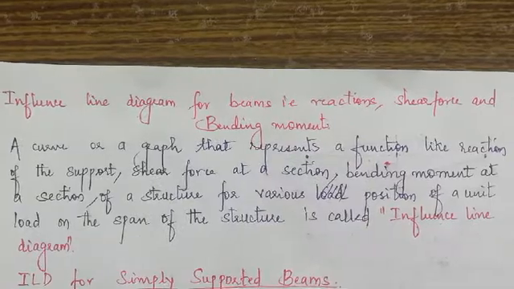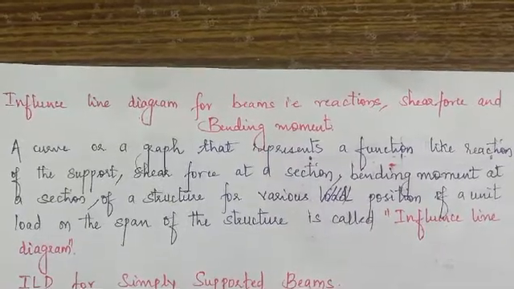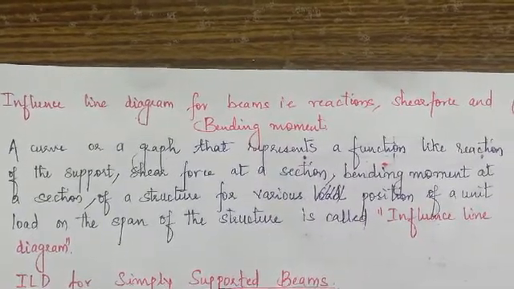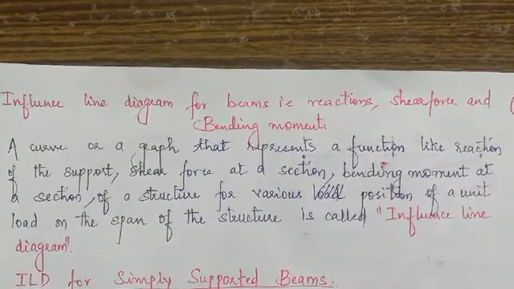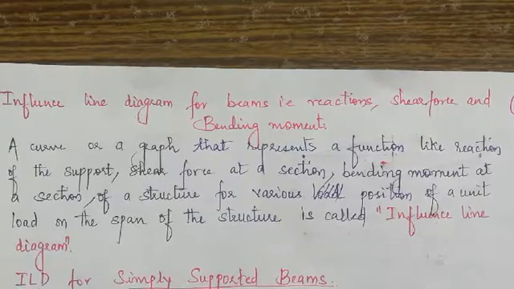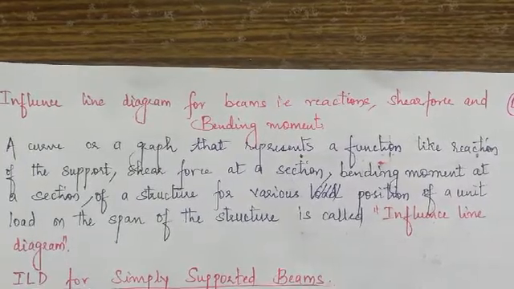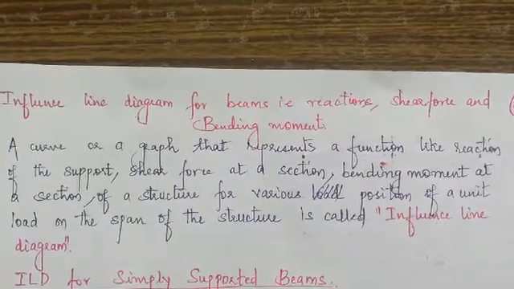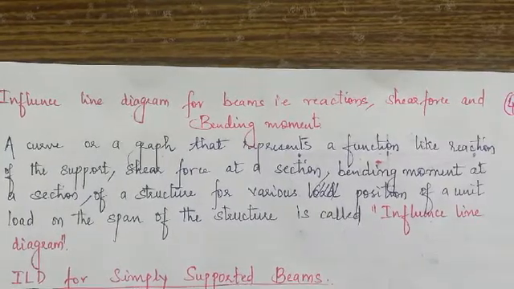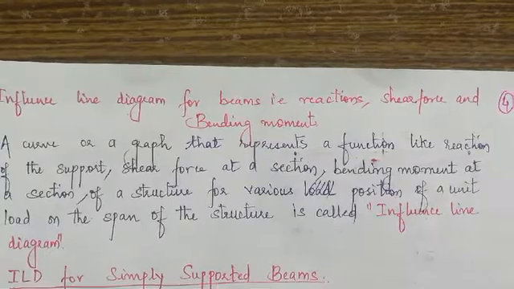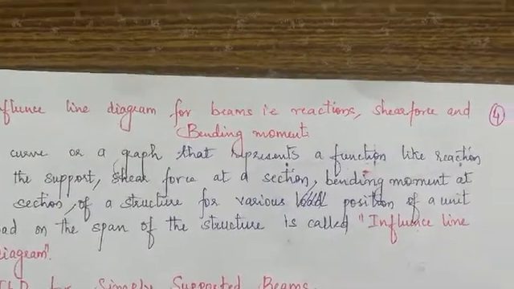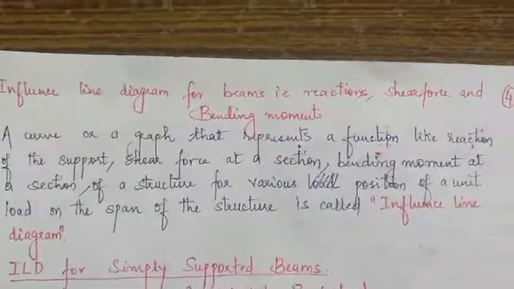Okay, now what do you mean by influence line diagram? It's a curve or a graph that represents a function like a reaction of the support, shear force at any section, bending moment at any section of a structure for various positions of unit load on the span of the structure is called influence line diagram. Okay, this was a definition.